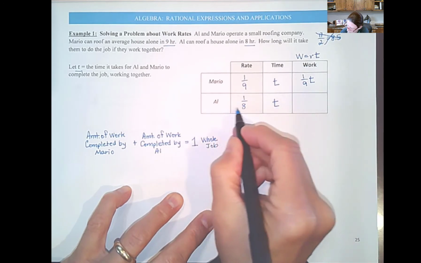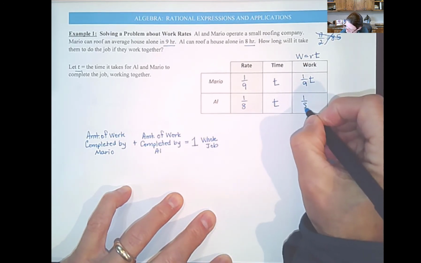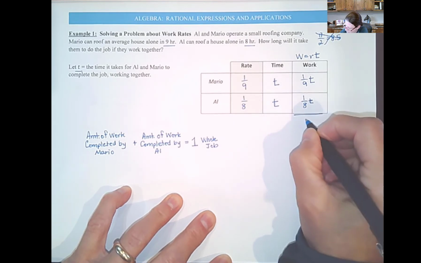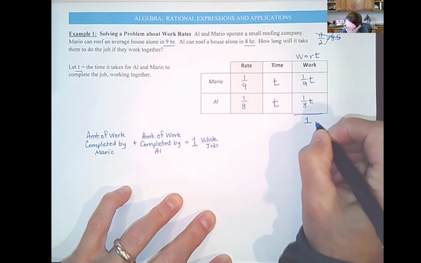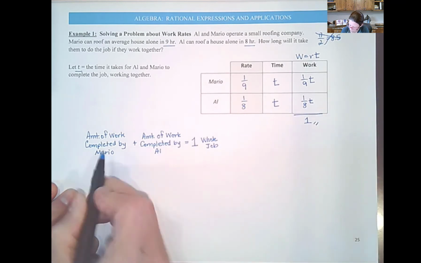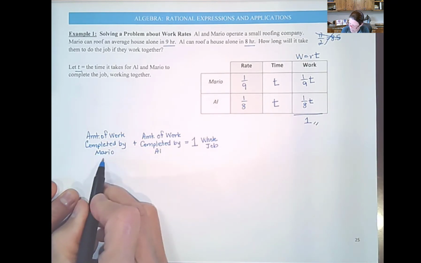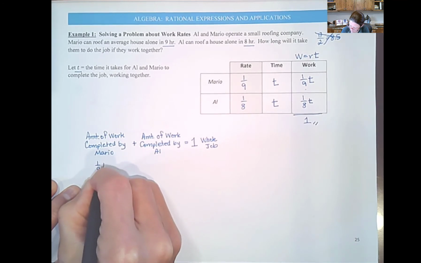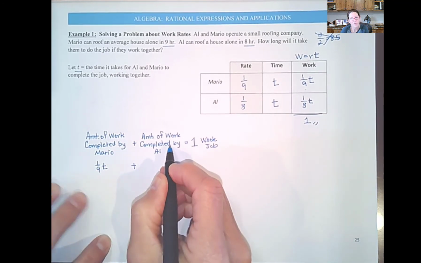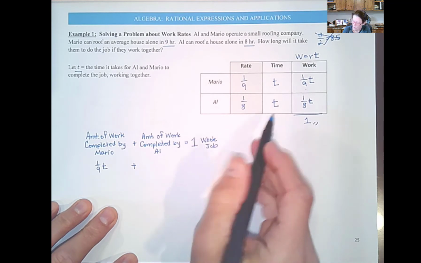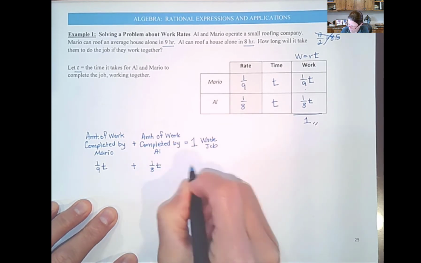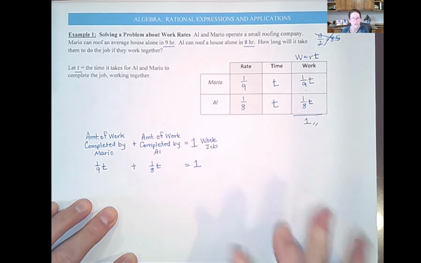And the amount completed by Al is 1/8 T. And together, when we add these or combine them, they're going to equal 1 whole job. Now let's write our equation. The amount of work completed by Mario is 1/9 T, added to the amount of work completed by Al, that's 1/8 T. Together, those equal 1 complete job.